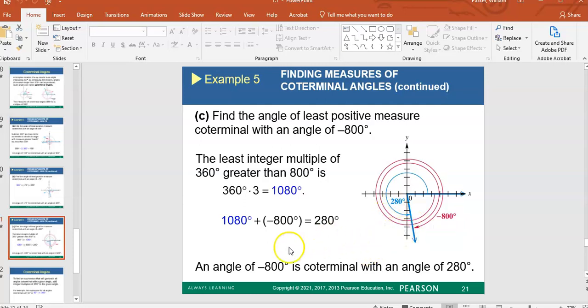That's the way I look at it. Here they're looking at 360 times 3 is 1080, minus 800 is 280. But if I know I subtract 720, then I'm back at the initial side. I go an extra 80 to get to the 800, and 360 minus 80 is 280 degrees.